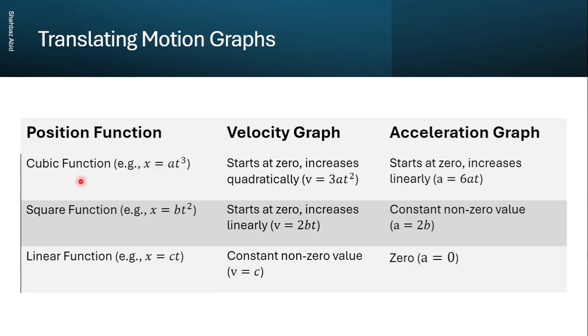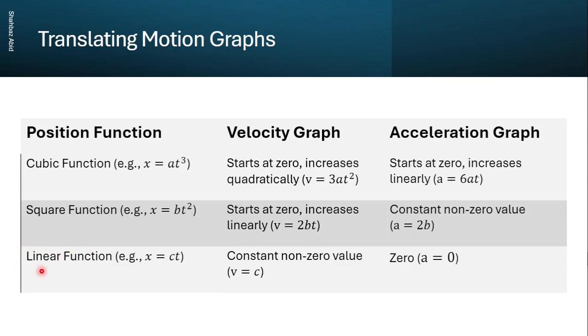If I have a square function of position, for example, x is equal to some constant b times t squared, if I take its derivative, it will give me a velocity graph. It's going to start from 0 and it's going to increase linearly because the time will have a power equal to 1. If I take its derivative again, it's going to give me an acceleration graph. In this case, the acceleration graph is going to be a constant non-zero value. So it's not going to have any slope, it's going to be a constant graph.